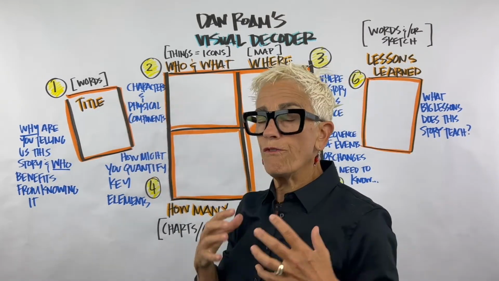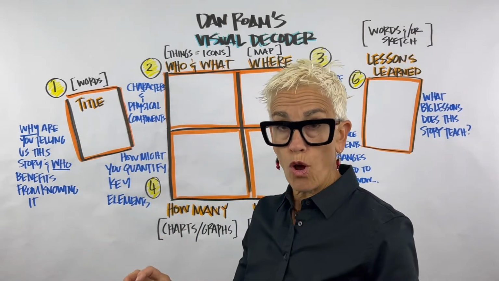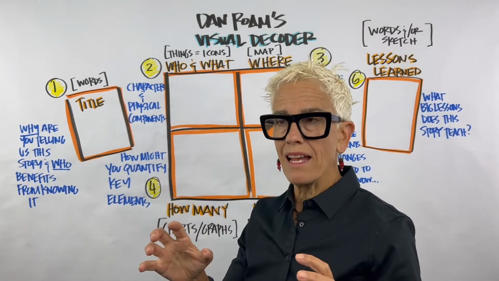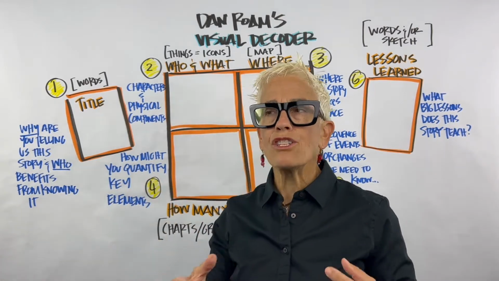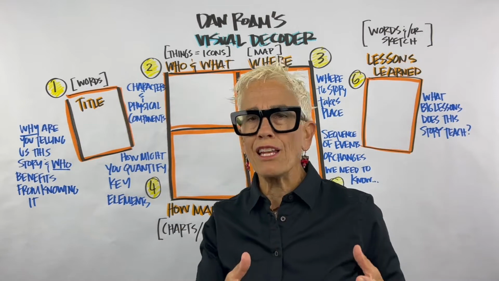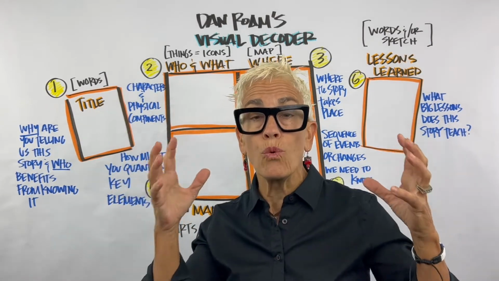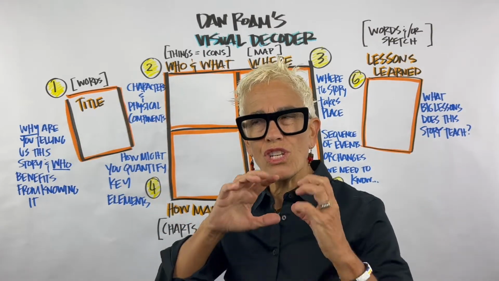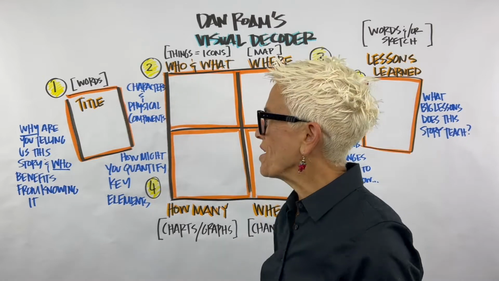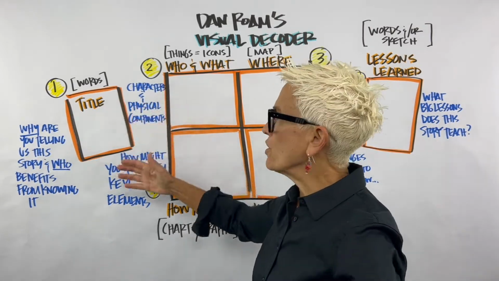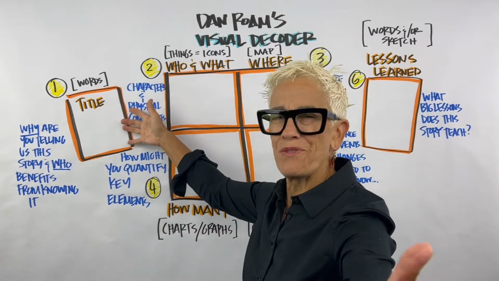And in the visual decoder, you want to actually draw pictures, because when you draw pictures of anything, your brain is set up as a visual decoder. It's always looking at images, and 80% of your brain processing is in visual thinking already. So we're just using visuals to help you understand the story better. Okay, so in the first part, you're going to write words for the title.